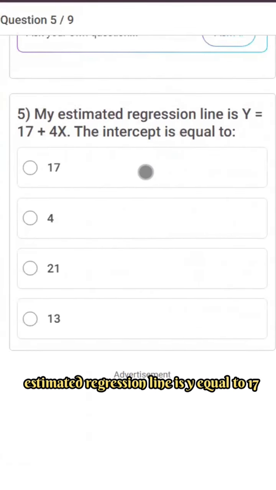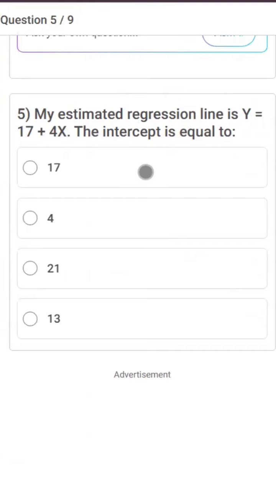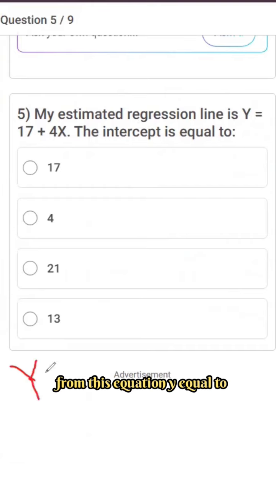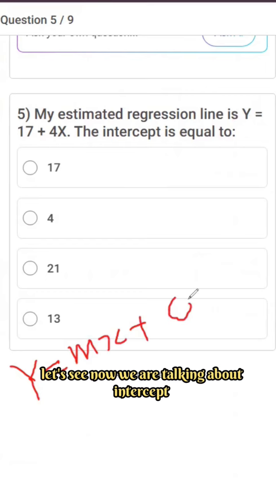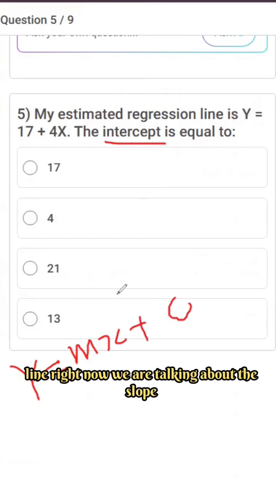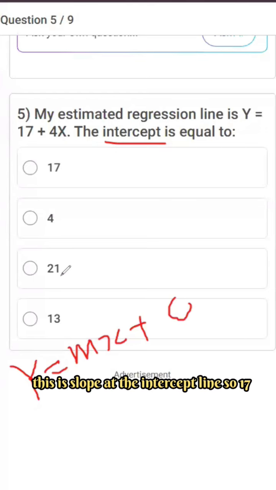The estimated regression line is y equal to 17 plus 4x. So just understand from this equation, y equals mx plus c. Now we are talking about the intercept, right? Now we are talking about the slope. This is the slope, and this is the intercept. So 17 should be the right answer.